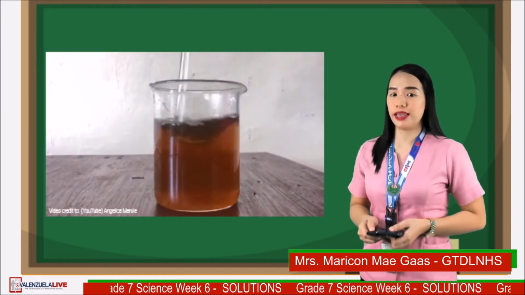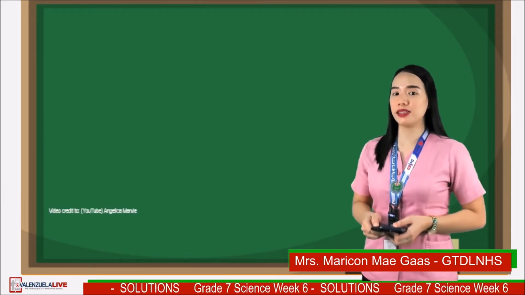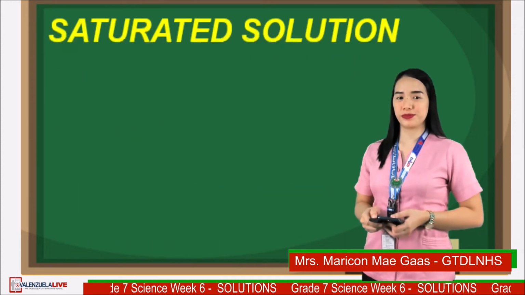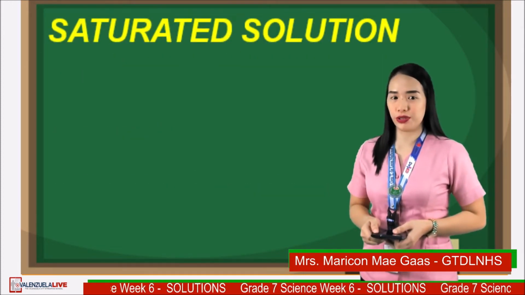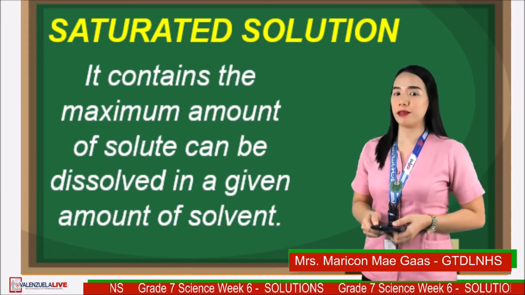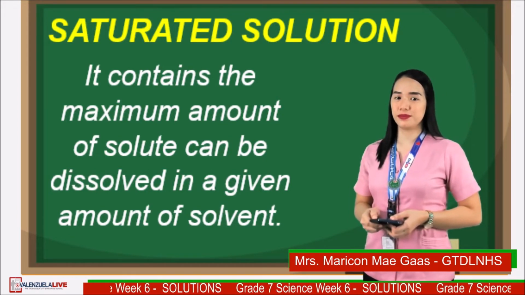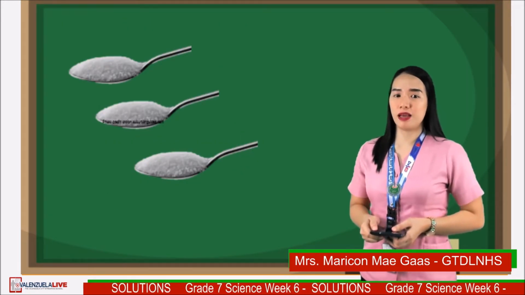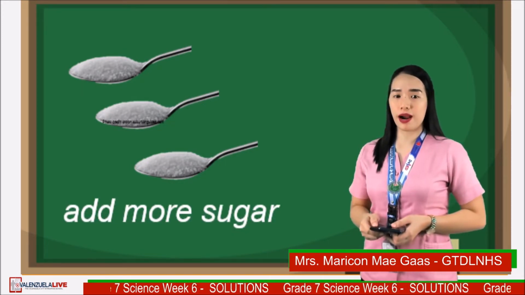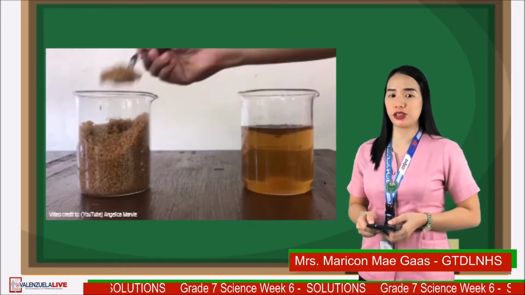This solution is now saturated. At this point, it is now called the saturation point of the solution. The saturated solution contains the maximum amount of solute that can be dissolved in a given amount of solvent. If we keep adding more solute to the solvent, it will no longer dissolve the sugar because the solution already reaches its saturation point.